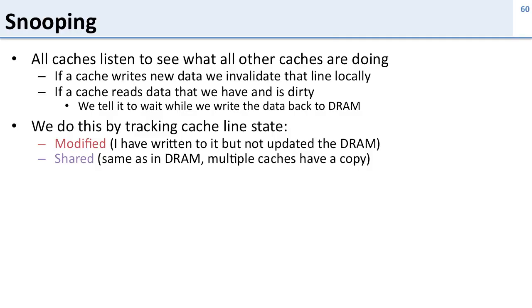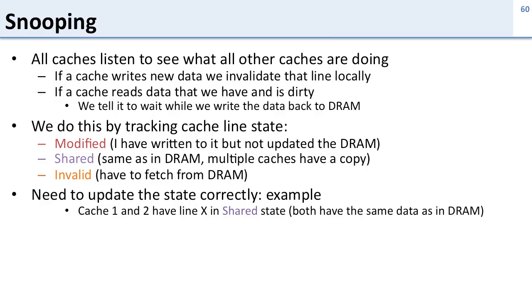We have a shared bit. This means the data is the same as the data in the DRAM, but multiple caches may have a copy of it. And then we have invalid, and this just says the data I have isn't the right data and you have to go get it from DRAM. So let's take a look at an example.